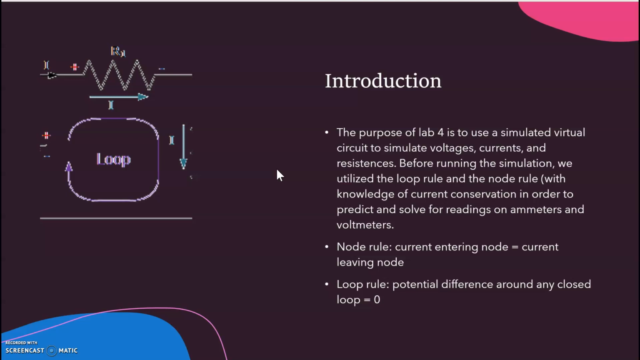Before running the simulation, we utilized the loop rule and the node rule with knowledge of current conservation in order to predict and solve for readings on ammeters and voltmeters. The node rule is that the current entering a node is equal to the current leaving a node, and the loop rule states that the potential difference around any closed loop is equal to 0.